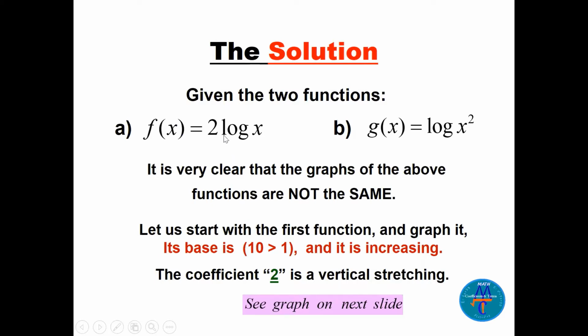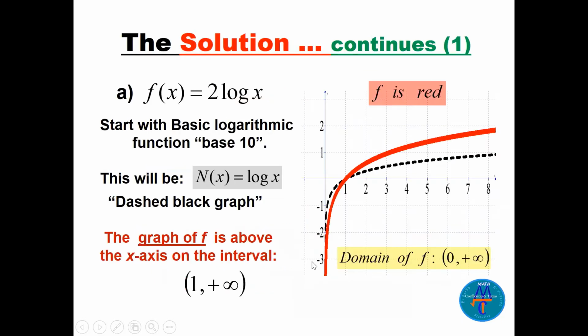Let's start with the first function here, f. This function is a logarithmic function. The base is 10; here, we don't write it. The base is greater than 1, so it is an increasing function. And the 2 outside is a vertical stretching of the graph. So we can start to graph the function f from the basic logarithmic function base 10. This is the black one here, you see.